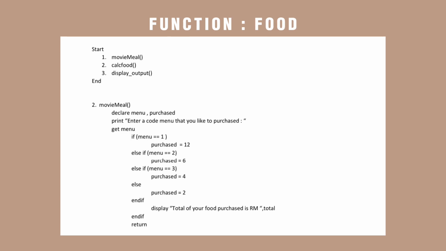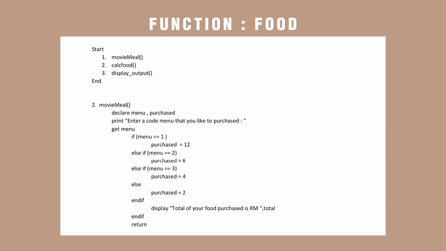This is the procedure code for food. We also use a function, start with movie meal, calculate food and display output. For movie meal, declare menu and purchase. It already lists down the menu code and purchase, so the user needs to enter a menu code that they like to purchase. Then display the total of food purchase is RM based on the user's pick.